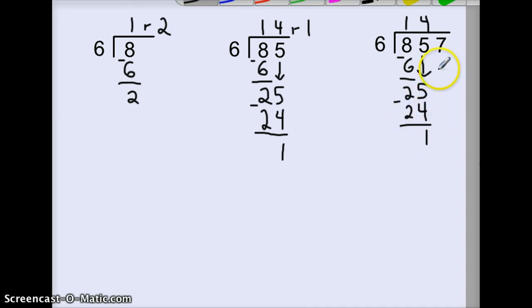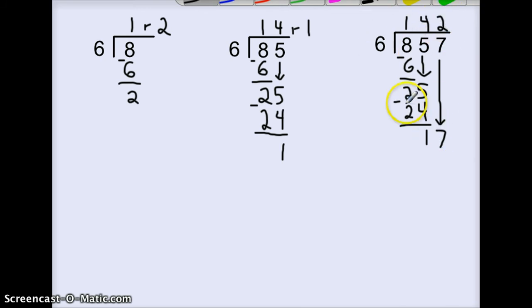Now, I bring down that 7 now. And once I have that 7, I have 17. And now I ask myself, how many times does 6 go into 17? And the answer is 2 times. And then again, look where it is. It's lined up right above the 7.